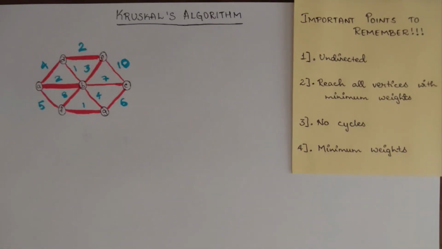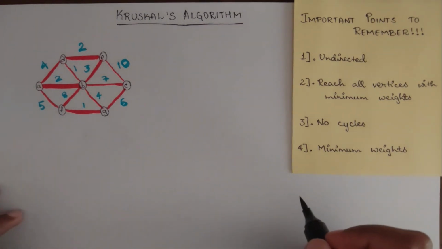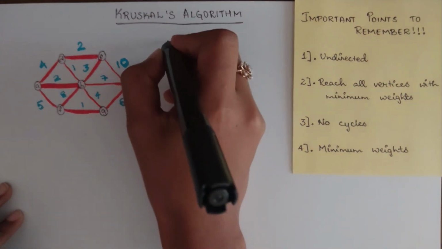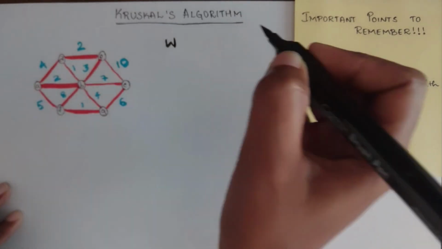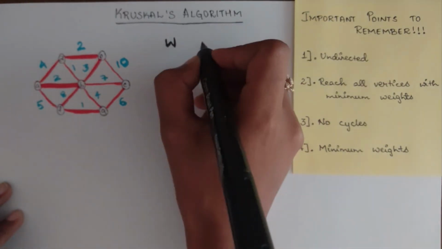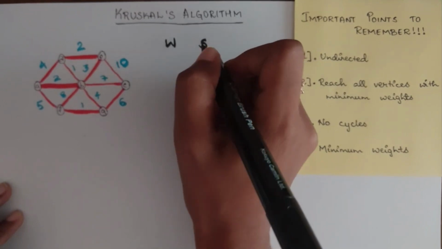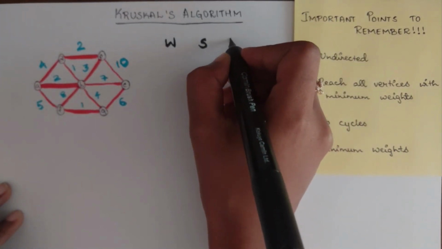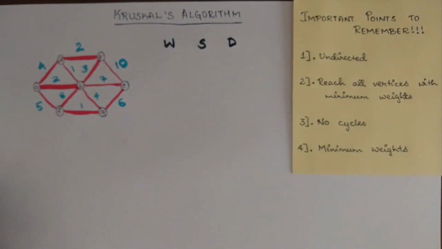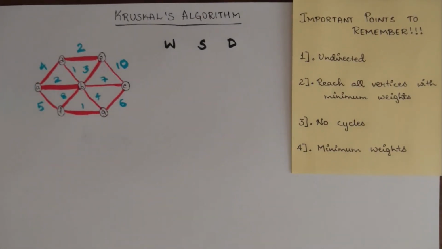So let us consider a table. This table has 3 columns: the weight column, the source column, and the destination column. So what we are doing here is we have to find the minimum weight. So let's consider the minimum weight first.